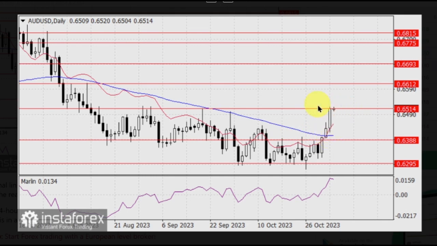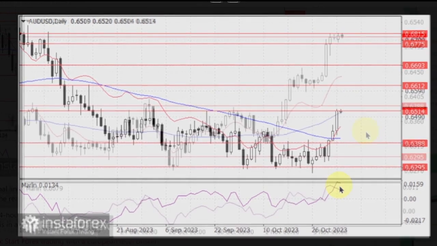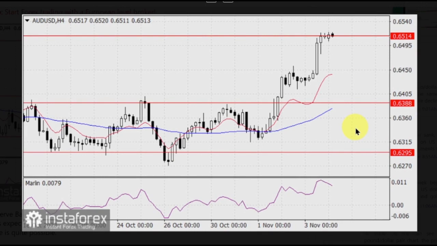Staying above 0.6514 means the next target will be 0.6612. The signal line of the Marlin oscillator has slightly curved downwards, which may indicate consolidation below the reached level before further upward movement. On the 4-hour chart, the reversal of the Marlin oscillator is more pronounced, signifying a release of tension before further growth.